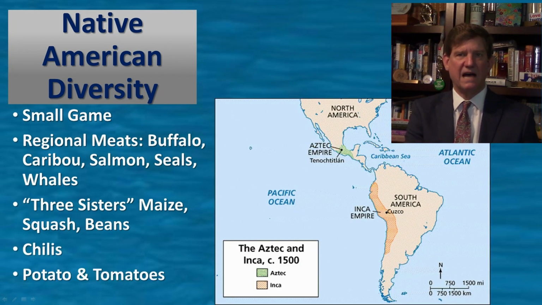Some of the more exotic things that came out of the Americas were chilies. This was a spice. Not a lot of nutritional value in chilies, but they make things tasty. A New World product that did provide some nutrition as well as taste were potatoes and tomatoes. These came out of Central and South America.